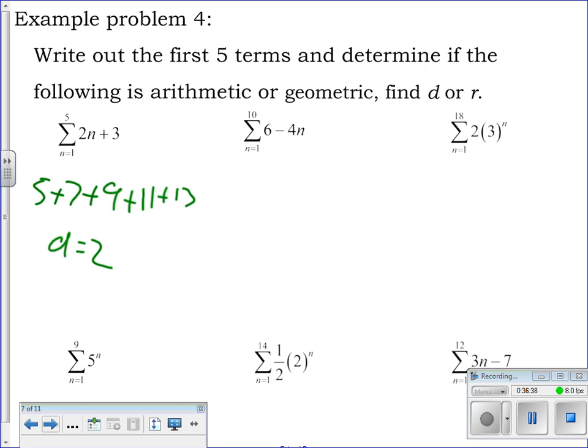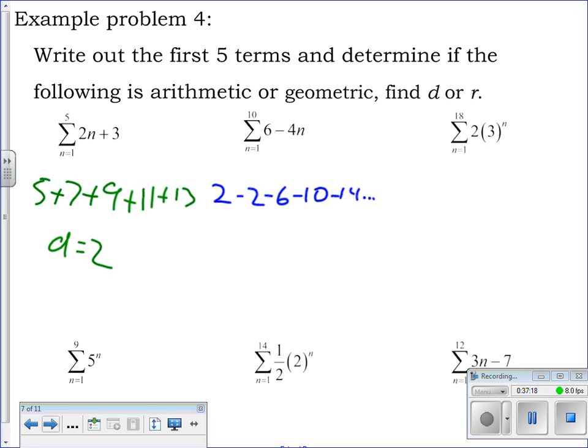So the next one, same idea. You only have to do the first 5 terms. You don't have to do all 10, just the first 5. Same thing, plug in 1 for n, 2 for n, 3 for n. So I get 6 minus 4, that's 2. 6 minus 8, that's negative 2. 6 minus 12 is negative 6. 6 minus 16, that's negative 10. 6 minus 20, that's negative 14. Dot, dot, dot, because it does keep going technically for another 5 more terms, right?